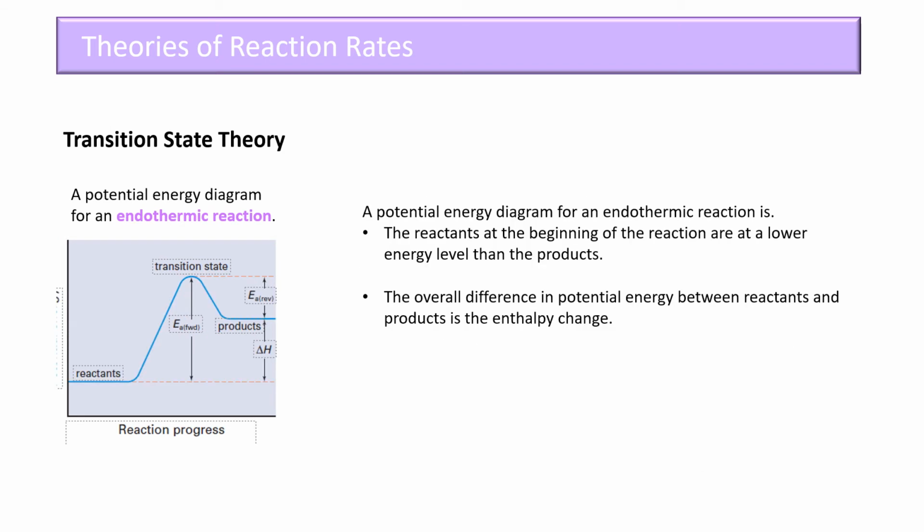A potential energy diagram for an endothermic reaction is shown. The reactants at the beginning of the reaction are at a lower energy level than the product. This is an endothermic reaction. The overall difference in potential energy between reactants and products is the enthalpy change.